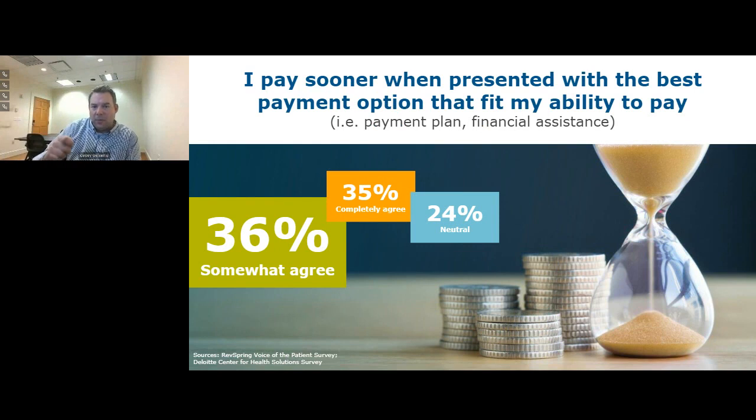If I pay sooner when presented with the best payment option that fits my ability to pay, 36% of respondents within our survey say they strongly agree. I'm sorry, somewhat agree. 35% completely agree, 25% being neutral. So 35% of your population is saying, I agree that I will execute if you are offering me the best option.